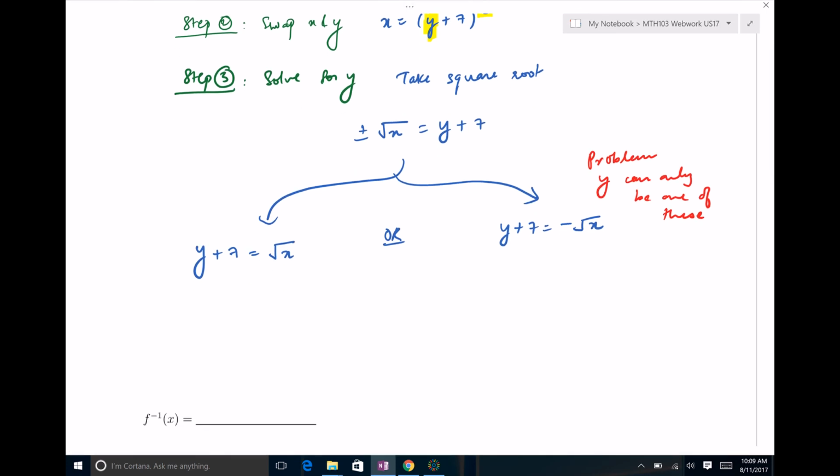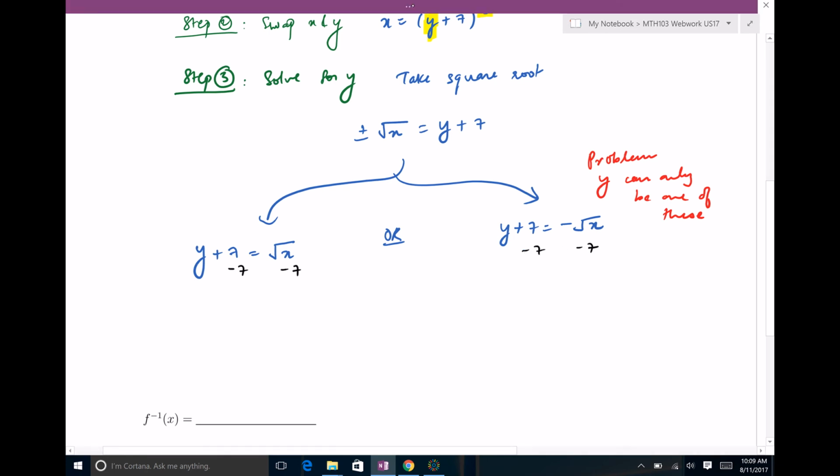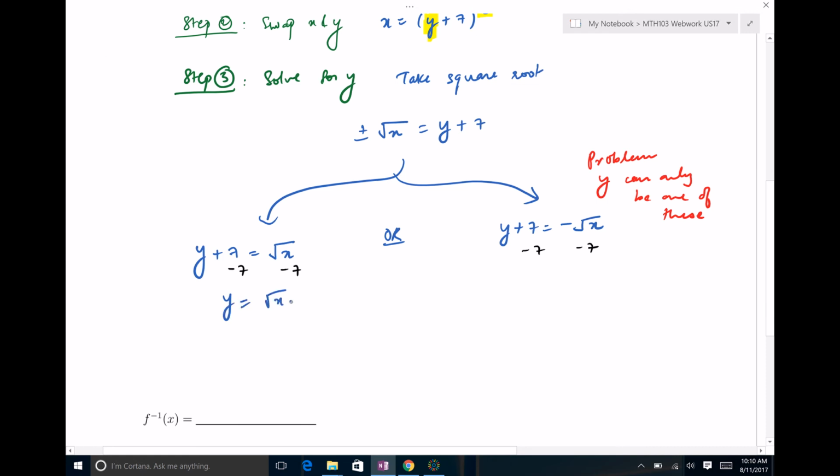So, firstly, let me solve this a little bit more. I'm going to take the 7 over to the other side by subtracting 7 from both the sides of the equation. So I get y equals either the square root of x minus 7, or I get y equals the negative square root of x minus 7.